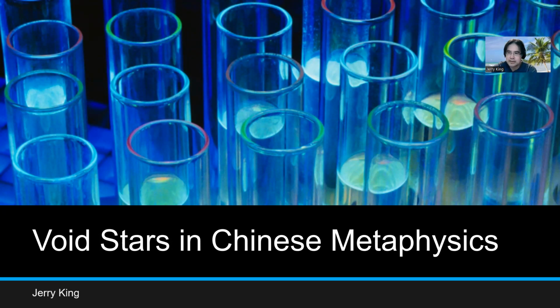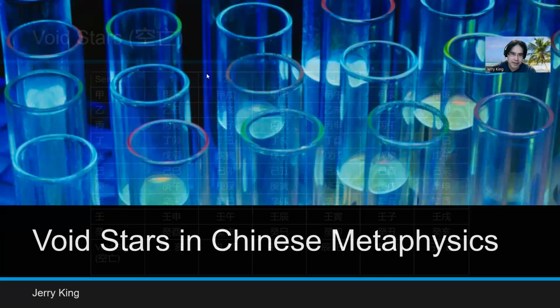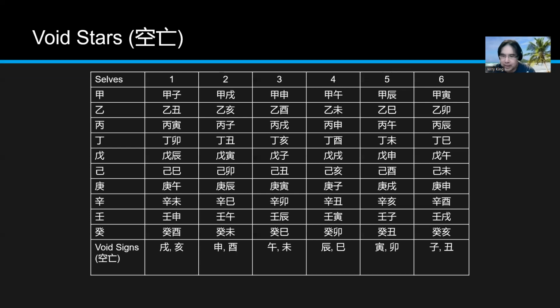So today I'm going to talk about void stars in Chinese metaphysics, not just about four pillars of destiny, but also how it's used in other methods as well. Basically, for the void stars, there's a table that you can follow, or you can actually calculate the stars itself. I have this table here. You guys can probably just copy it down, screenshot, do whatever you want with this.